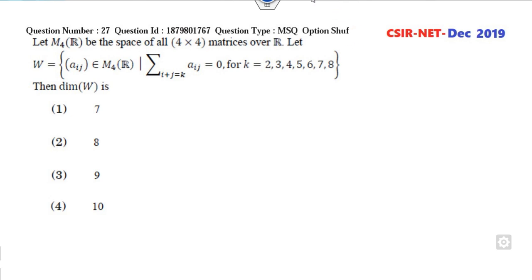Okay, now this is the December 2019 question. W is the dimension of W. Again, how can you think about that? Can you think about it in a very simple manner? You can see these are the elements of the M4, these are the 0. So basically they are my nullity. Fine. So it means you have to find the dimension of the nullity.